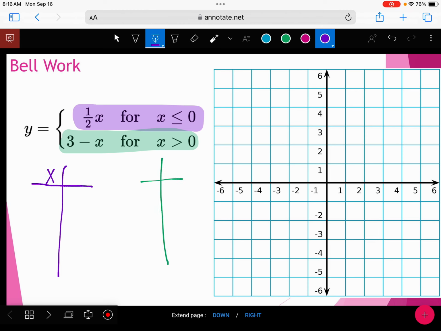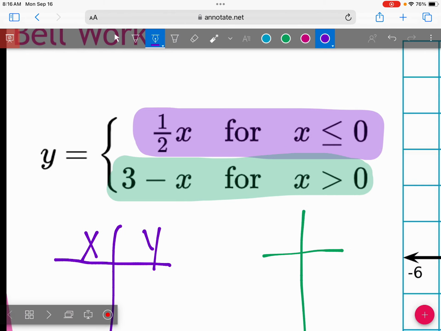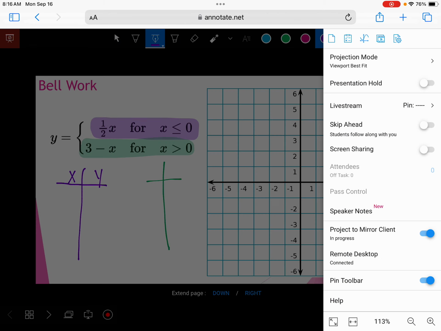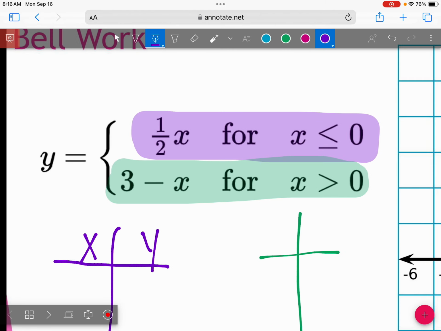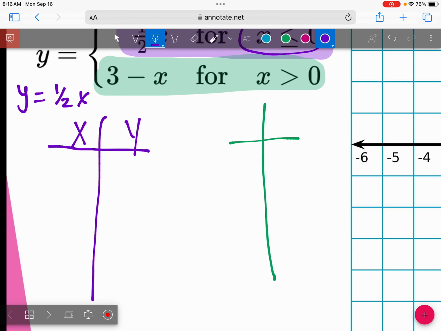I pick my x's to find my y's. So what the squiggle means is I'm going to pick my equation to be y equals 1/2 x, but only when my x's meet this rule. So what x's should we use for the purple one?